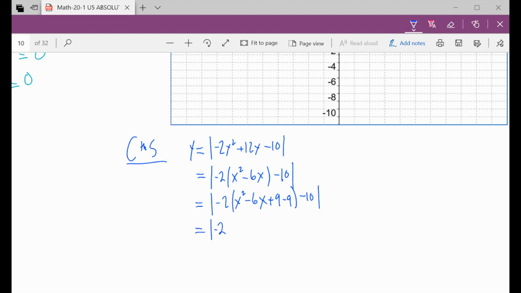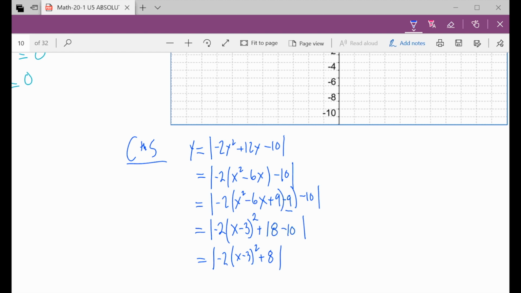So negative 2, it's a downward opening parabola with a vertical stretch of 2. X squared minus 6x plus 9 is going to be brought down to its perfect square of x minus 3 quantity squared. Okay, that's going to take care of that part. And then we're going to take the negative 9 out. Negative 9 times negative 2 will be plus 18. And don't forget that we still have the minus 10. Cool. And then finally, negative 2 times x minus 3 quantity squared plus 8. There we go. So there we have completed the square.